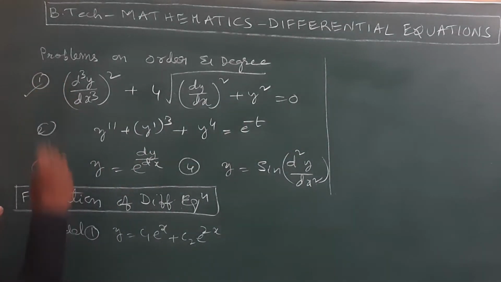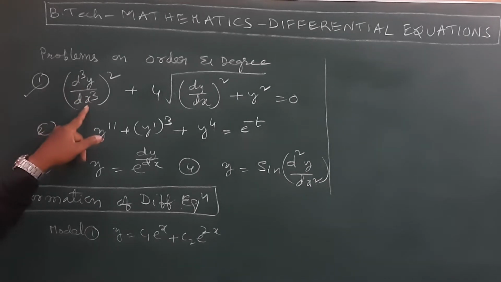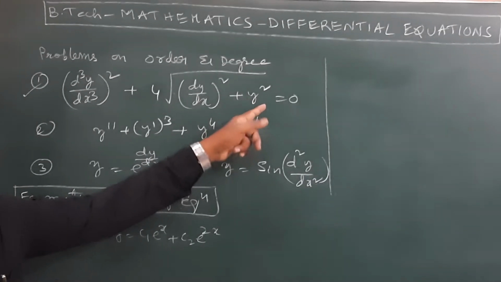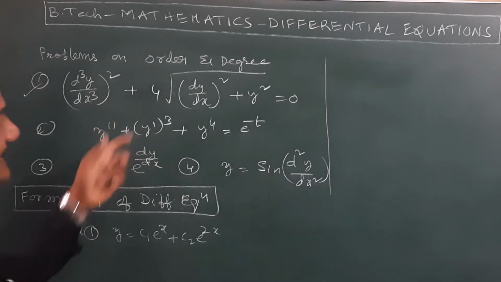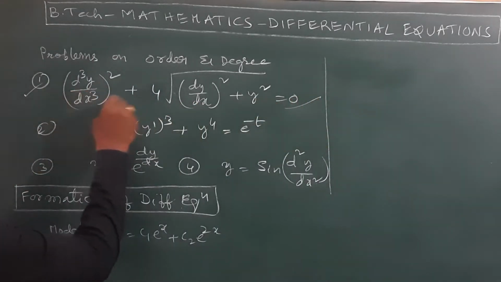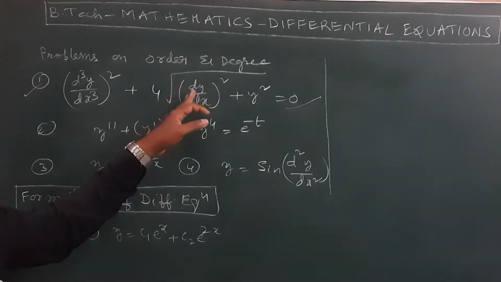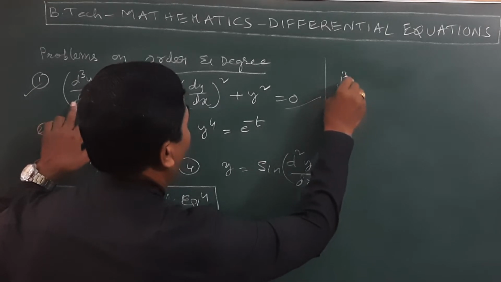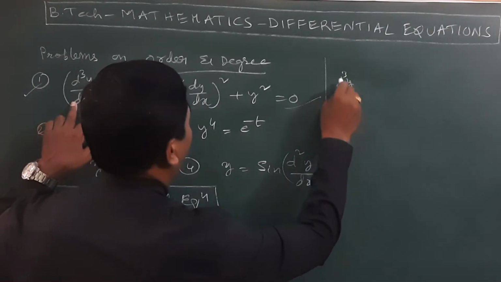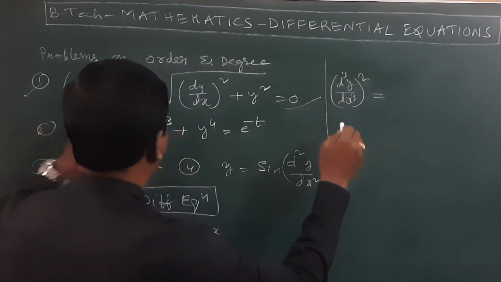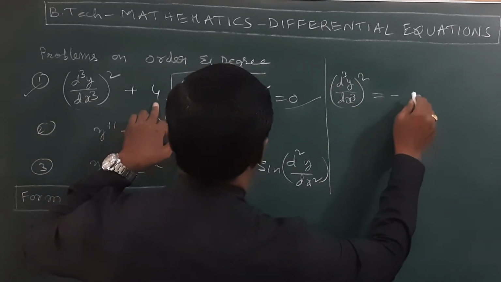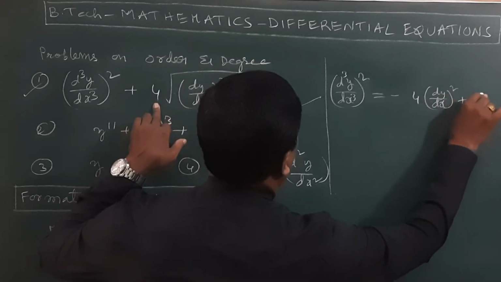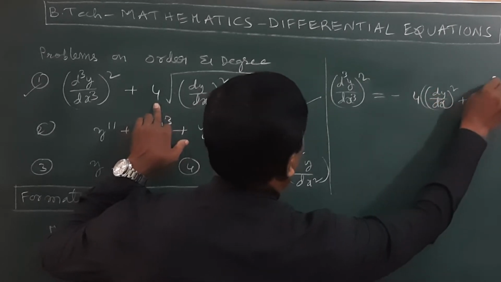Coming to the first one, (d cube y by dx cube) whole square plus 4 into root over (dy by dx) whole square plus y square is equal to 0. How can we find order and degree? First of all, this problem has a radical, a root. To eliminate the root, (d cube y by dx cube) whole square is equal to minus 4 into ((dy by dx) whole square plus y square) whole power 1 by 2.